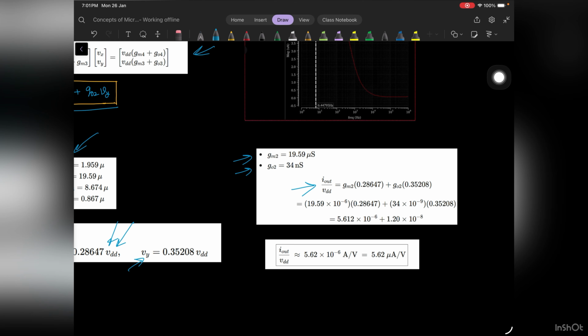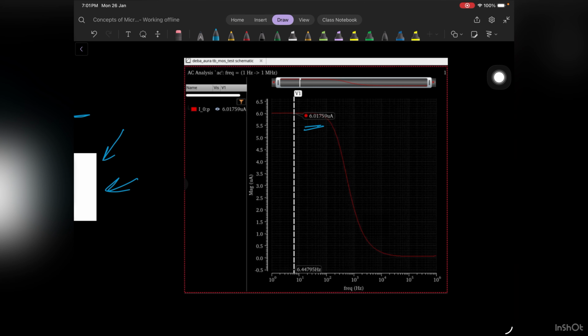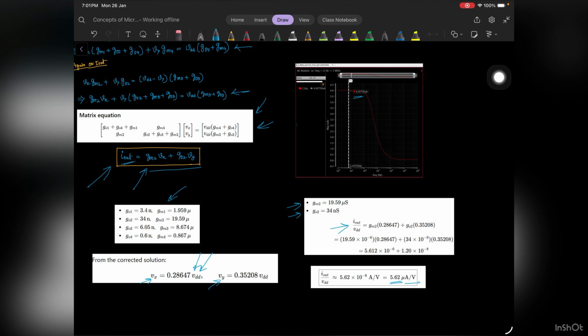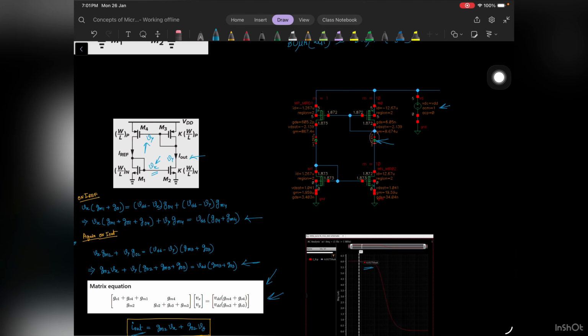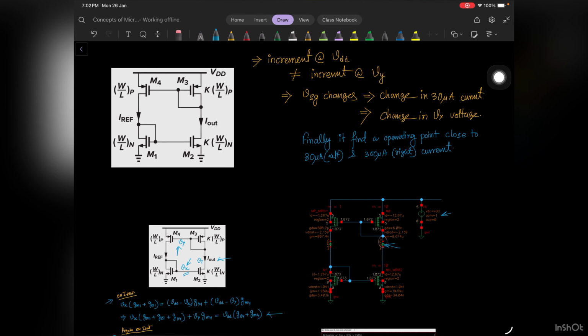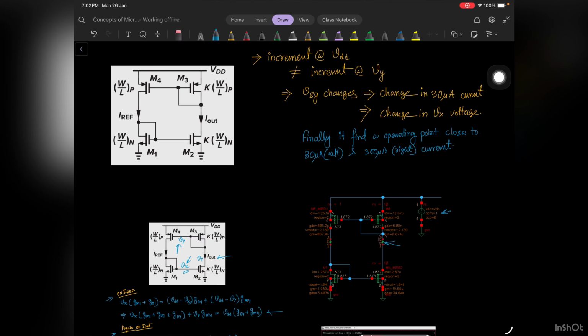I'm getting around 5.62 microampere per volt, and here I'm getting 6.01, which is very close. So that is how you can verify the equations as well. I hope you understood. This circuit is also sensitive, but it is better than if you just use a simple resistor.